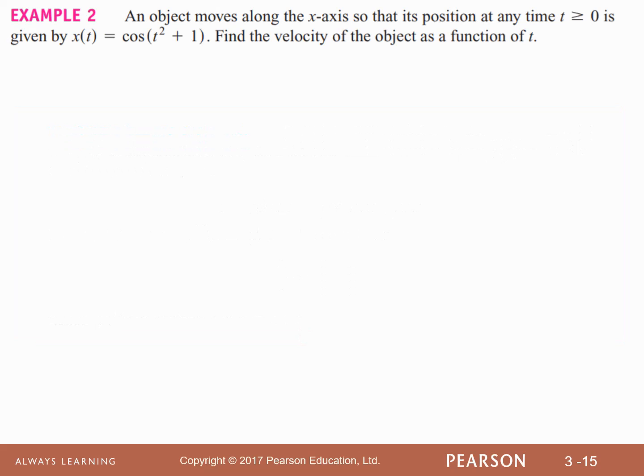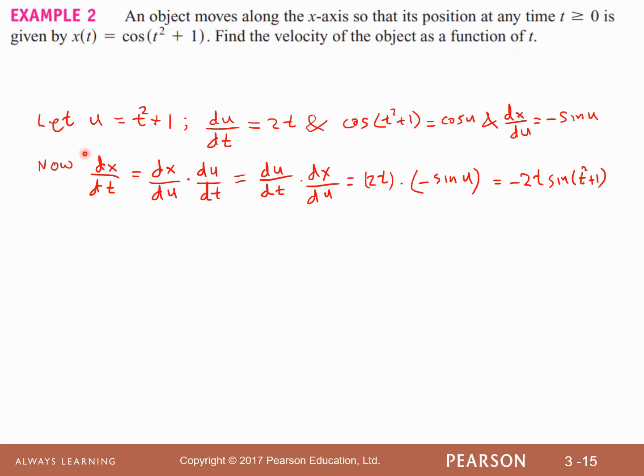Example 2 is about an object that is moving, and its position is given by an equation that depends on t greater than or equal to 0: x of t equals cosine of t squared plus 1. We want to find the velocity of the object as a function of t. To do so, we let the argument of cosine, t squared plus 1, be u. So u equals t squared plus 1, and du by dt is equal to 2t.